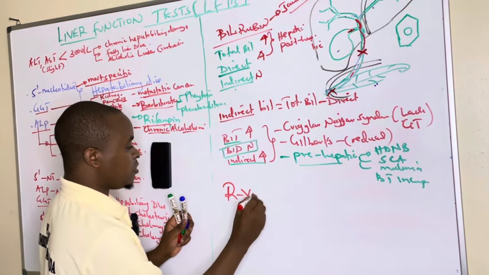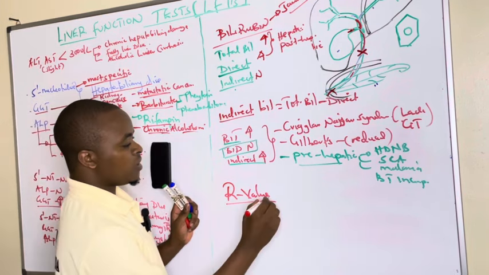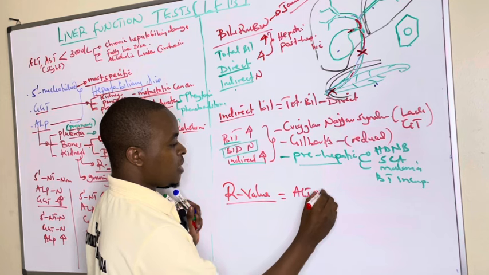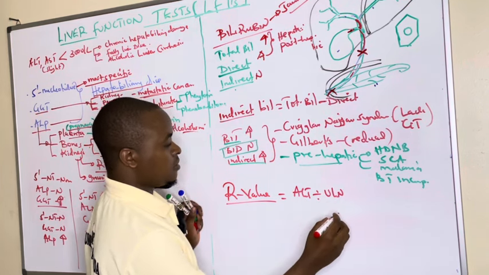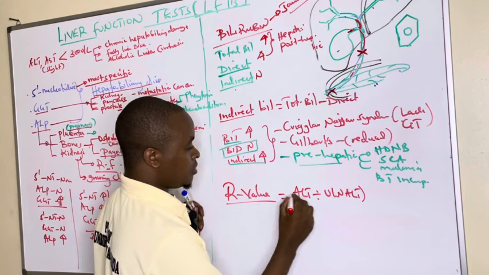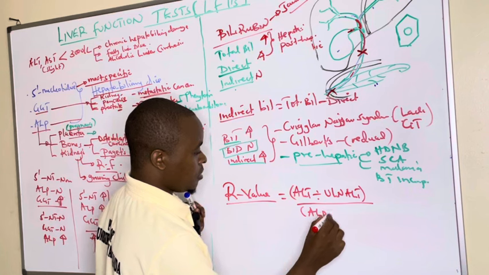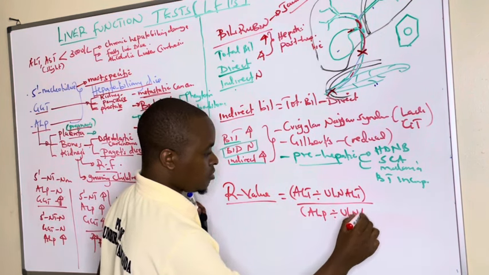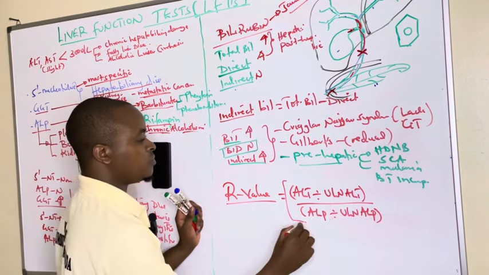Many doctors and physicians like to do the R value, whereby R value is equal to ALT divided by the upper normal limit of ALT, then you divide it by ALP divided by the upper normal limit of ALP. So this gives you what we call the R value.